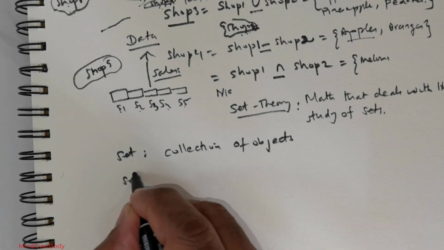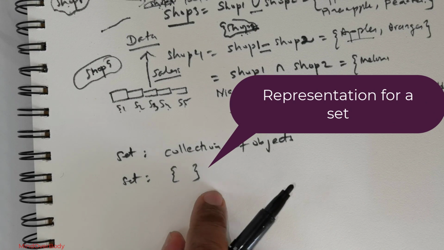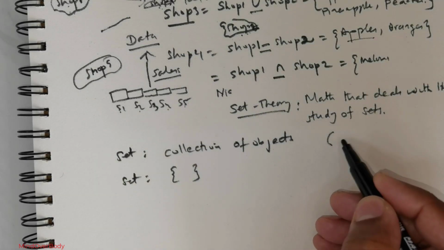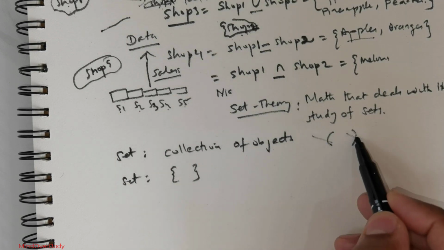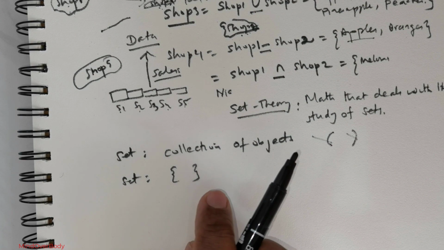Now, a set is created using a flower parenthesis. You start with a flower parenthesis, you end with a flower parenthesis. You cannot use this. This is incorrect. You have to use this flower parenthesis. So have that in mind.